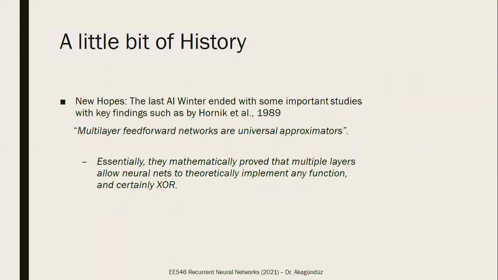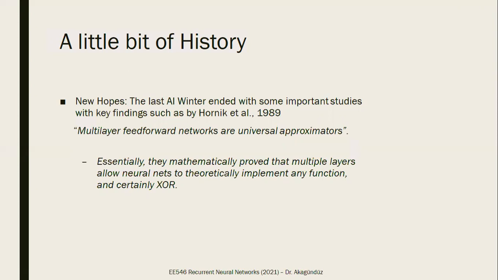In 1989, the first idea of how the first AI winter ended was a key finding by Hornik. Multi-layer feed-forward networks are universal approximators. In his paper, he mathematically proved that if you have multiple layers, it can theoretically learn and implement any function in the entire function space. Okay, so that was an important discovery, because it meant practically, if we could train these networks, we could do anything, it was saying.